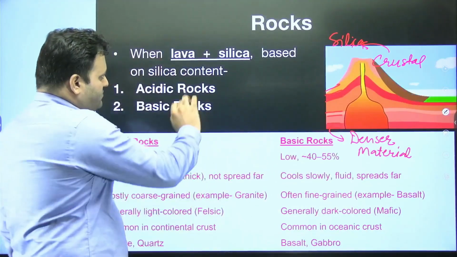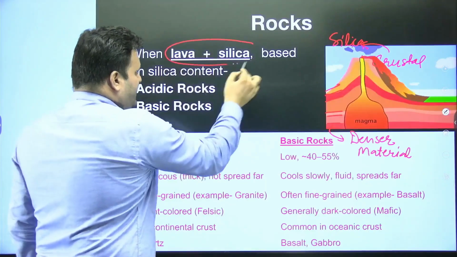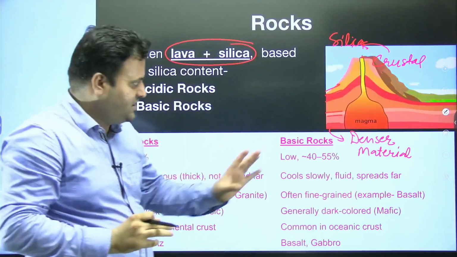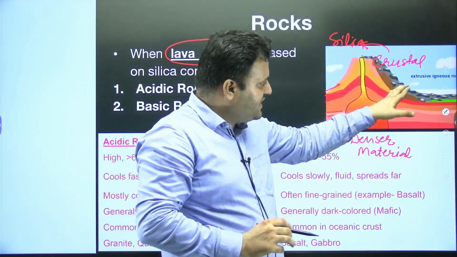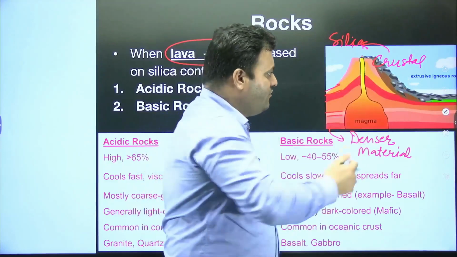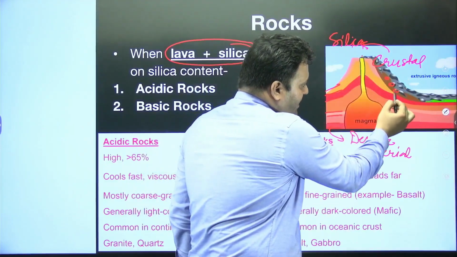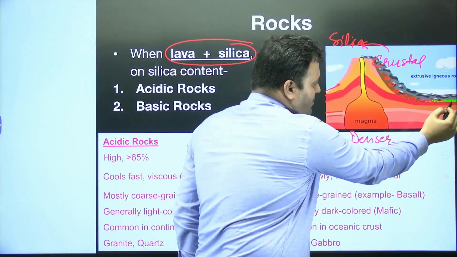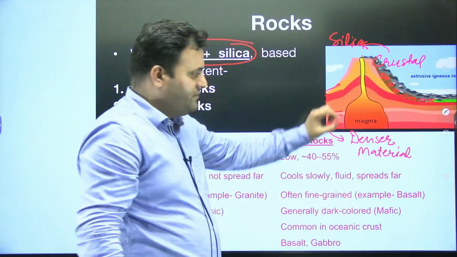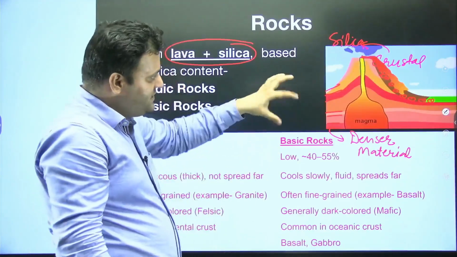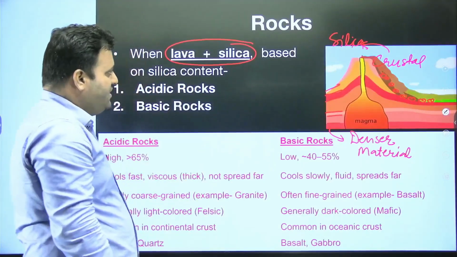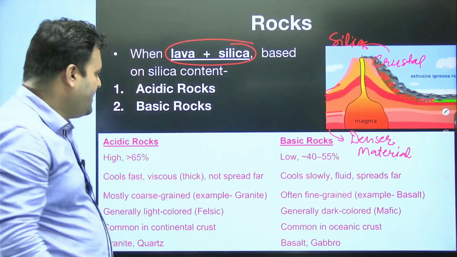Silica is there, let's say. So when the lava and silica mix with each other, specifically in this case, when this lava is getting cooler, it will get cooler on the surface comprised of silica. So when it is mixed with the silica, based on silica content, we have 2 sets of rock.